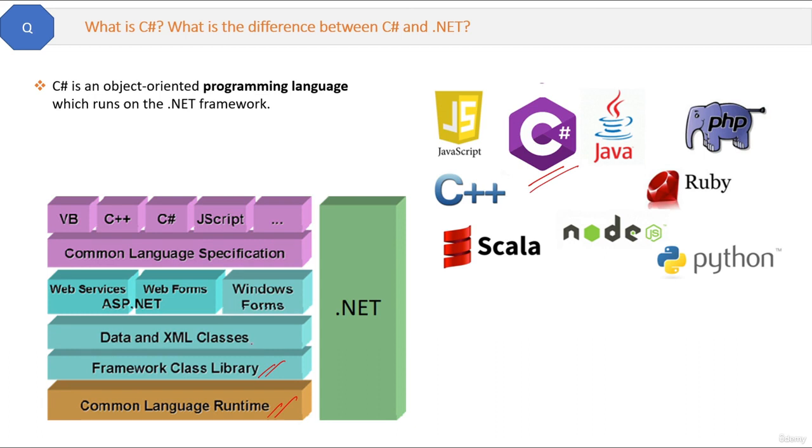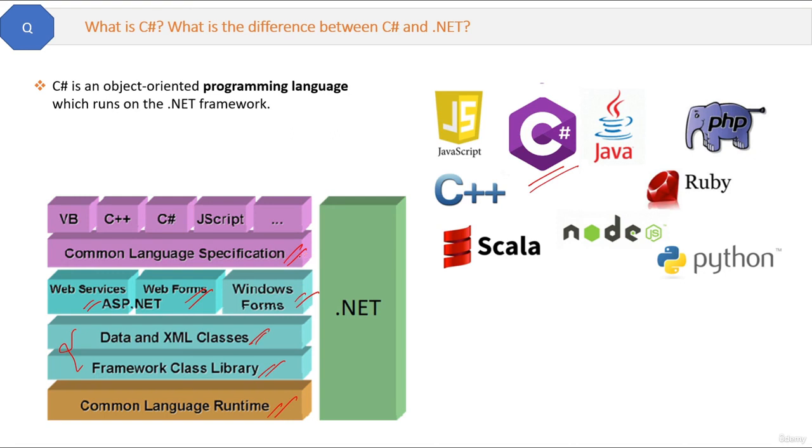Then we have data access. Together, these two will make the Base Class Libraries. Then we can create different types of projects in the .NET framework: web services, web forms, window forms, web API, etc. Then the Common Language Specification component.